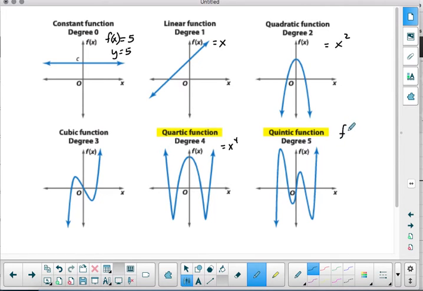So if you have a function f of x is equal to x to the nth power, then the number of relative maximums or relative minimums that you have is equal to n minus 1. It's 1 less than the exponent. Okay, so again, 5th degree, 1, 2, 3, 4 relative maximums and minimums.